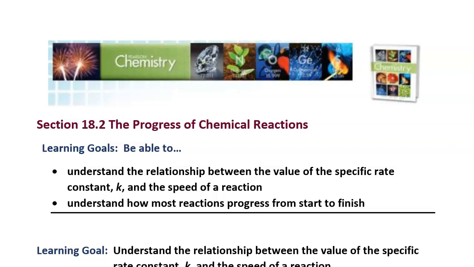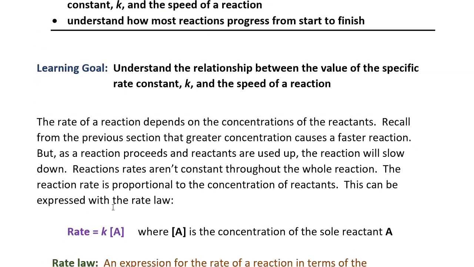This video is for section 18.2 about the progress of chemical reactions. The learning goals are to understand the relationship between the specific rate constant and the speed of a reaction, and to understand how most reactions progress from start to finish. Let's take a look at that first learning goal. Understand the relationship between the value of something called the specific rate constant and the speed of the reaction.